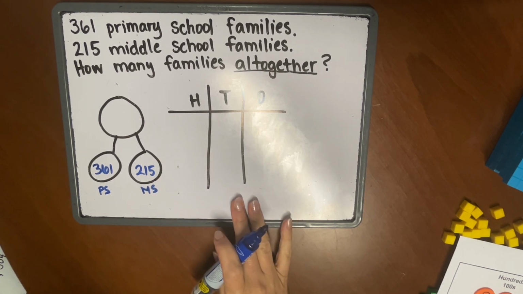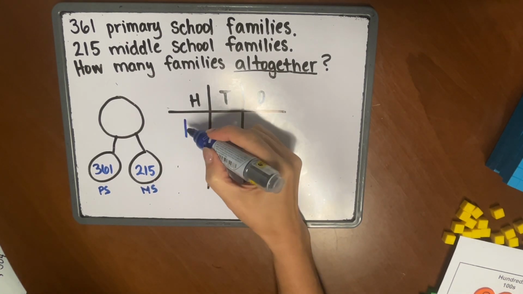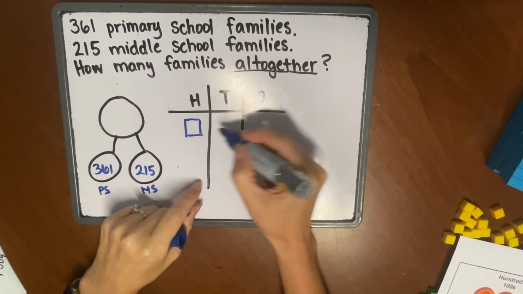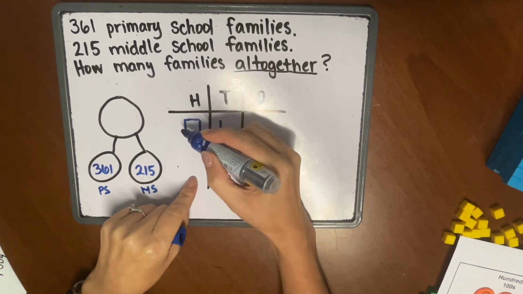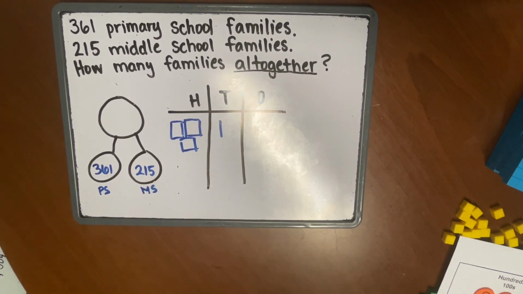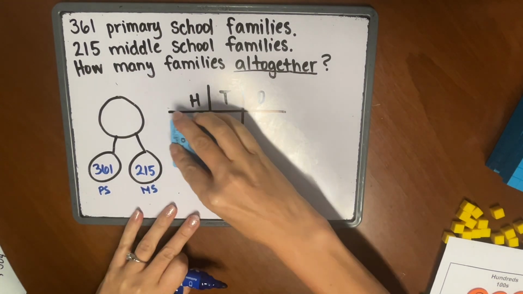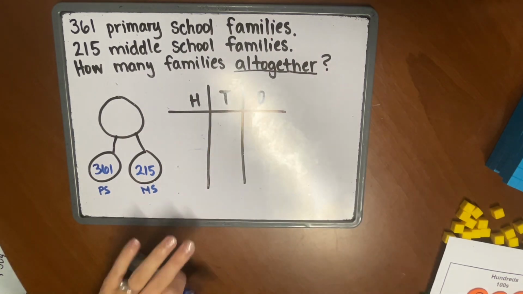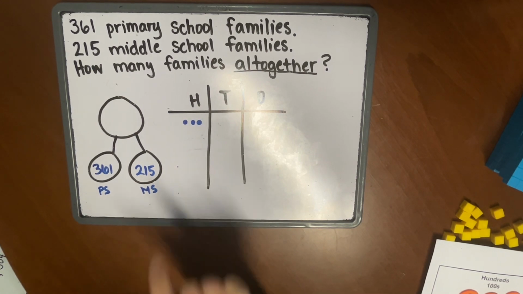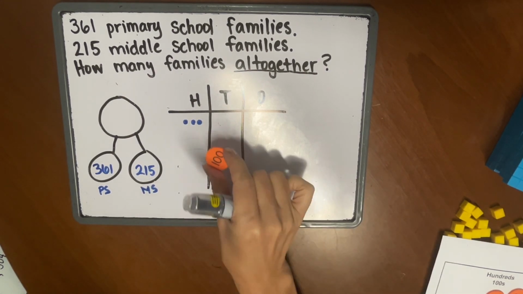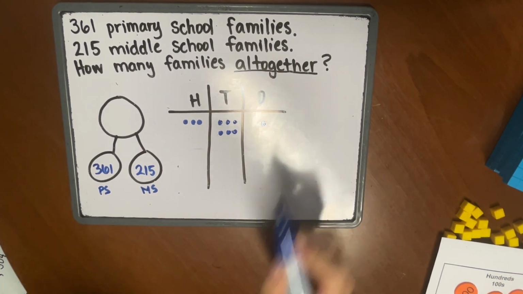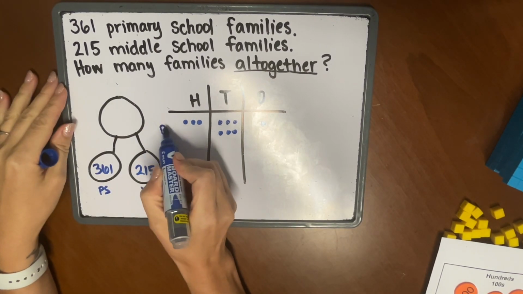Well, on my hundreds, tens, and ones chart, I can draw those 3 hundreds. Now, I did it with place value discs, and I don't want to have to draw all these. I could do it like this, where I have 3 hundreds, but that takes a really long time. It's not as efficient. So I'm going to be more efficient this time with my chart, and I'm going to just do dots for the hundreds. I had 3 hundreds, just like my place value discs. I had 6 tens and 1 one. That was the primary school families.